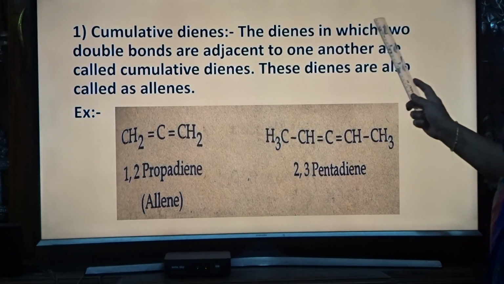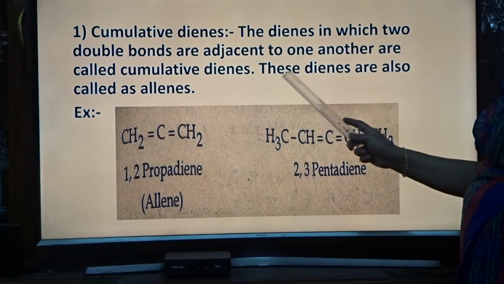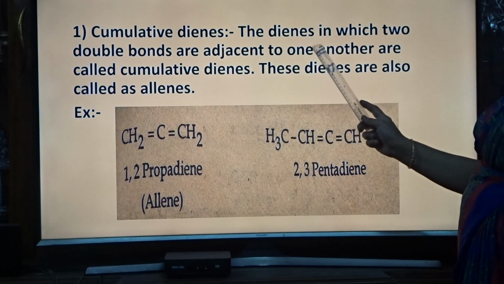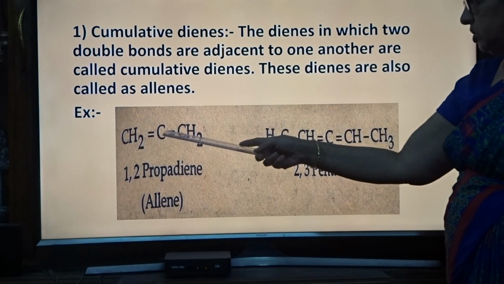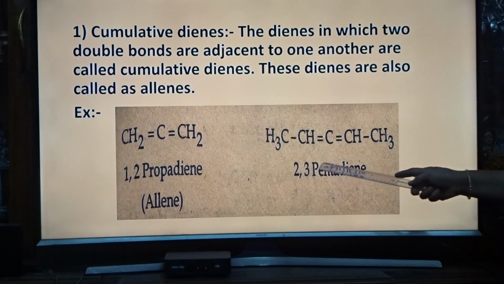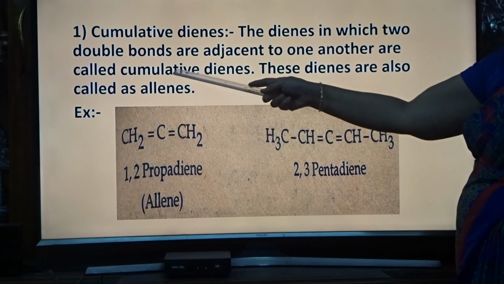Cumulative dienes. The dienes in which two double bonds are adjacent to one another are called cumulative dienes. These dienes are also called allenes. So where adjacent to one another there are two double bonds. Here you can see there are two double bonds adjacent to each other. 1,2-propadiene, and here in 2,3-pentadiene also, side by side, there are two double bonds adjacent to each other, and such are known as cumulative dienes.